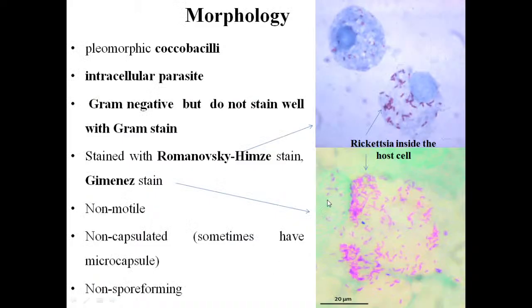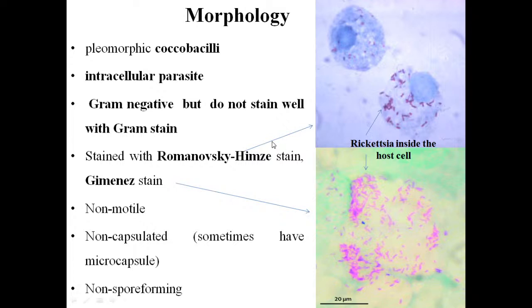About morphology. Rickettsia are pleomorphic coccobacilli. Pleomorphic means they may be both coccal or spherical and rod shaped. They are intracellular parasites. They can replicate just inside living cells. They are gram negative but not stained well with Gram stain. So we use special staining techniques, Romanovsky-Giemsa stain or Gimenez stain.